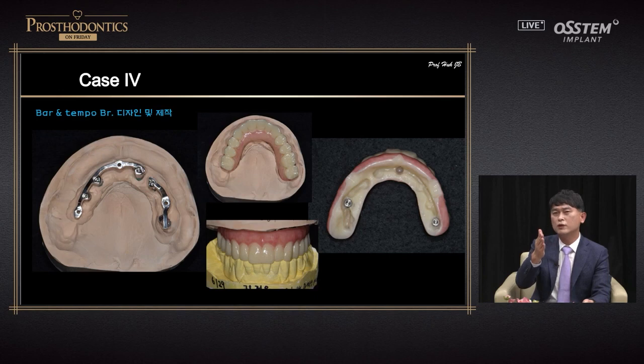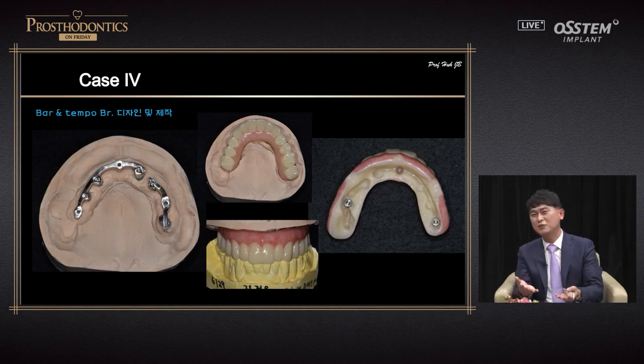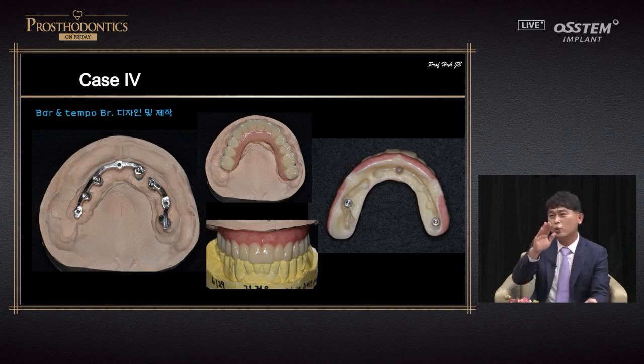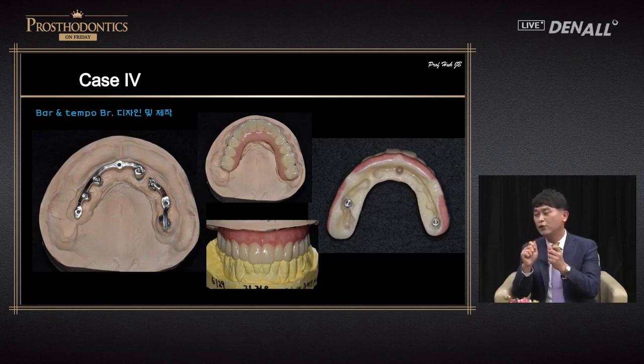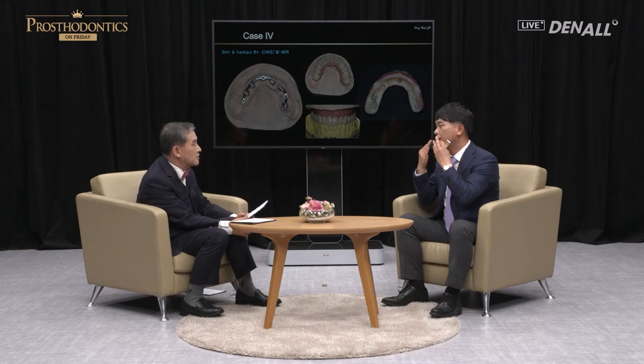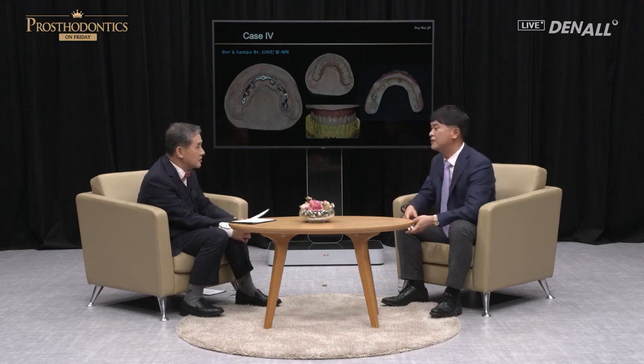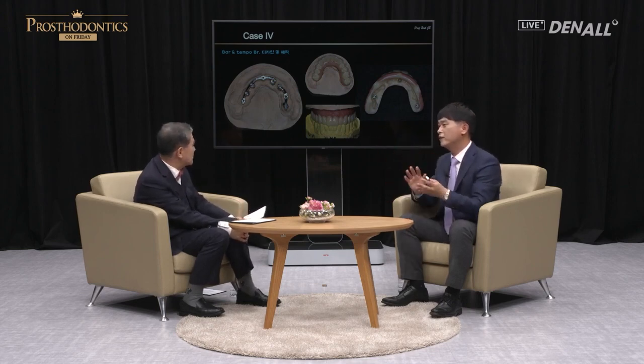These are the fabricated bar and temporary. I wanted to connect all the bars, but there was no space, so it was not possible, and it is a little bit unstable, but still it has been used until now without a problem for a year. Is the temporary made of ceramic? No, it is a milled resin block.